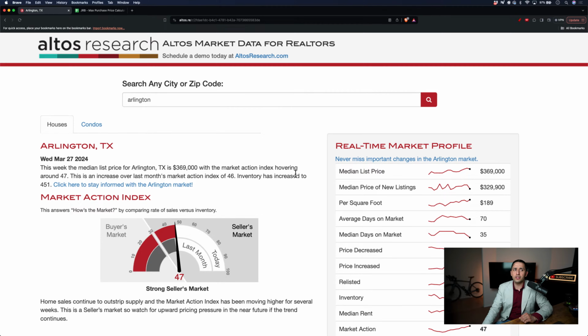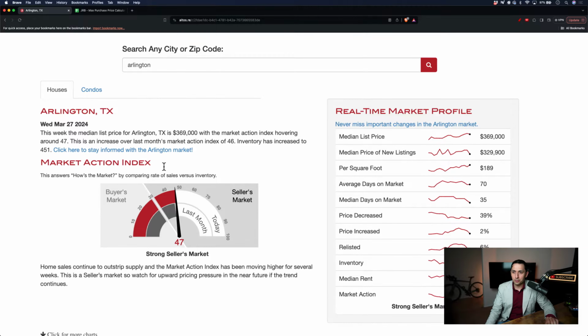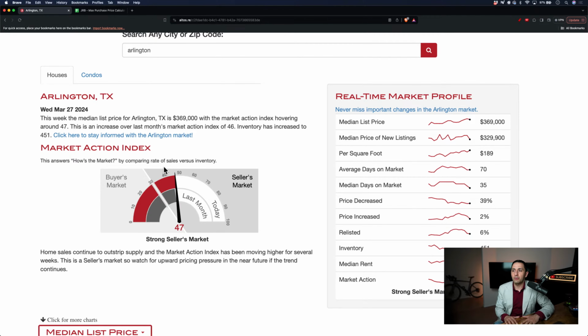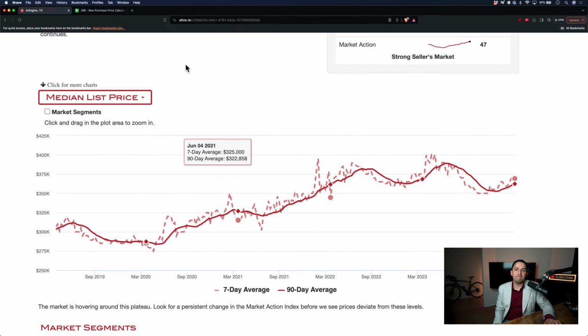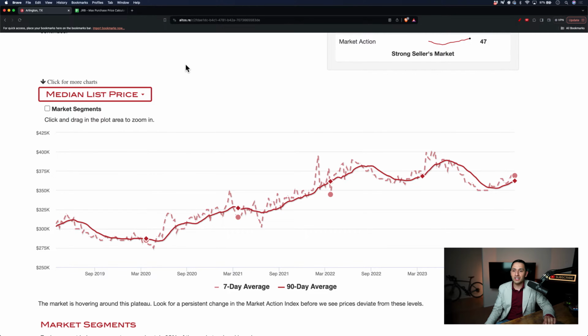All right, so this is a tool that we use with all of our city breakdowns. This is Altos Research. So Altos.re is where you go to get this breakdown. The reason I like this particular breakdown is not for all the numbers that you see up here, even though it's real-time market data. It gives you days on market. It gives you median prices. It gives you an index on if it's a seller's market or if it's a buyer's market. That's awesome. But the median list price as well, that's also something else that's pretty cool to look at visually and understand kind of where home prices have been.